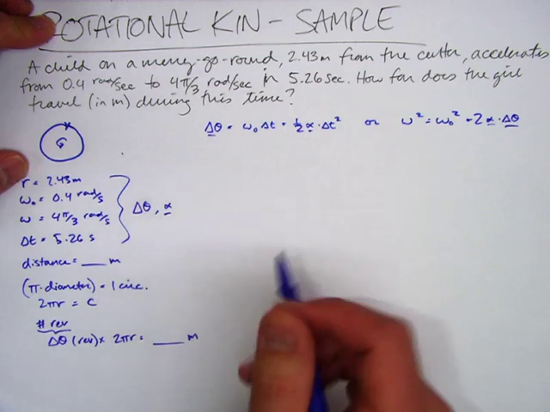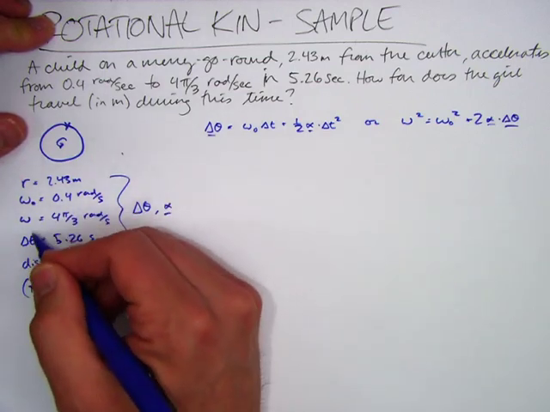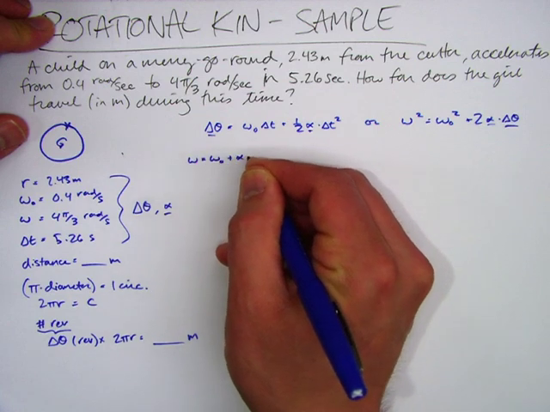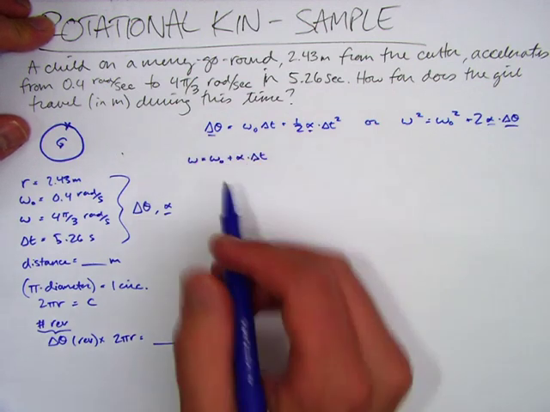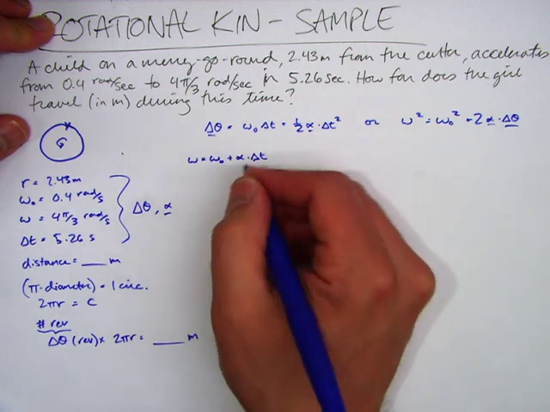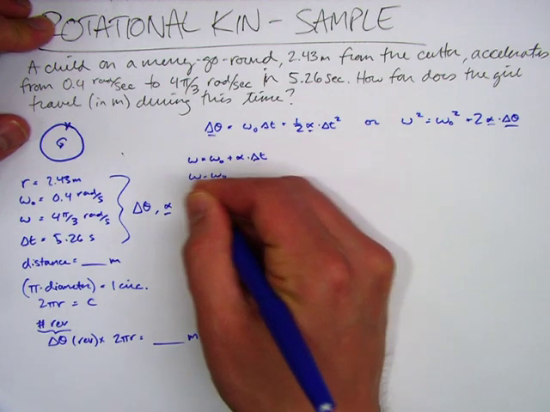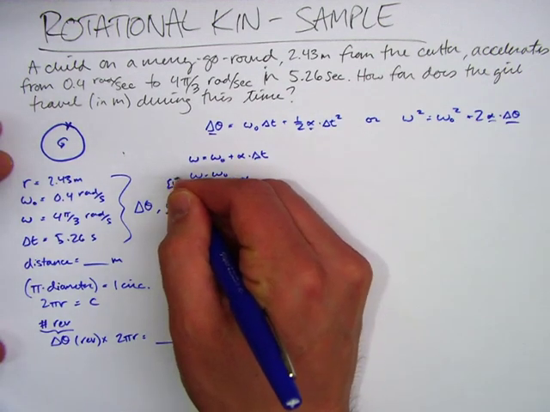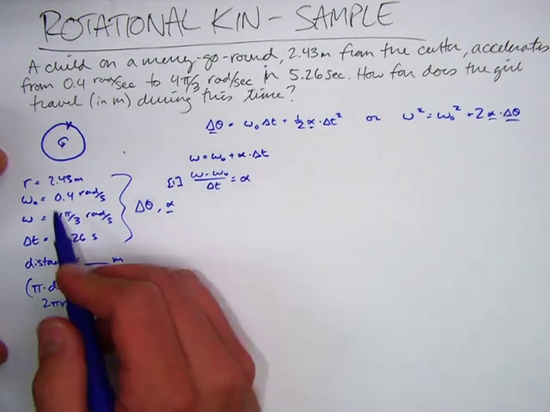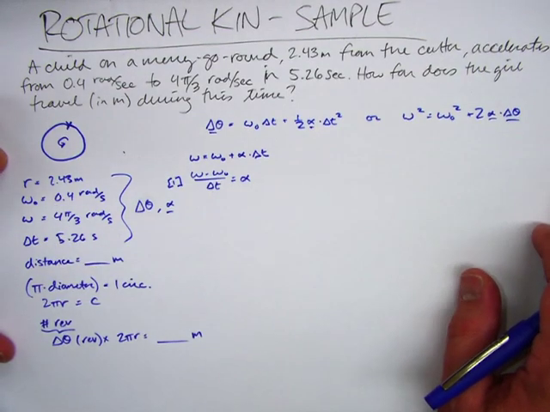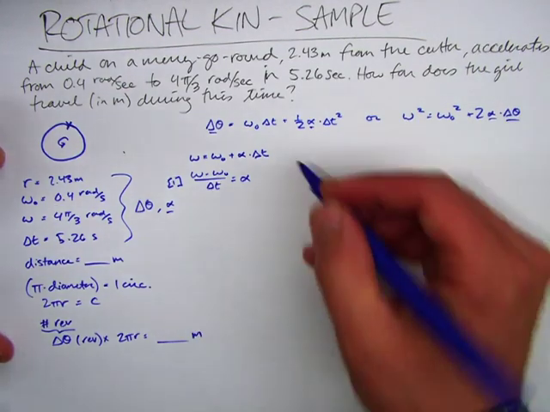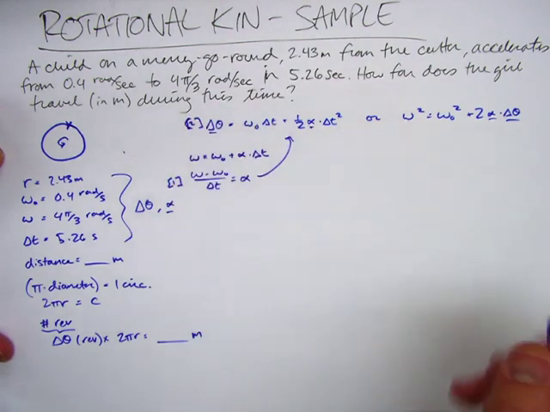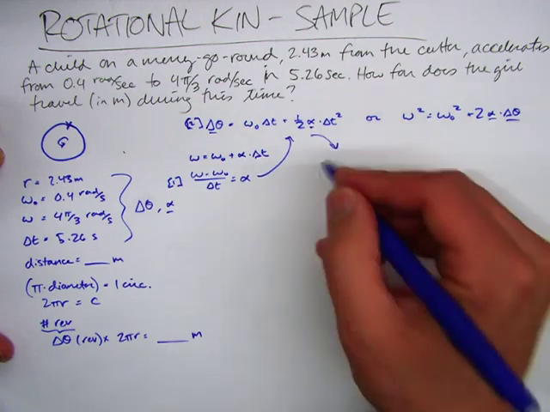So first, I've got to find alpha. If I know omega, omega naught, and time, I know that the new omega is the initial plus the acceleration times time. So omega minus omega naught over delta t equals alpha. So I have an expression for alpha in terms of omega, omega naught, and delta t, which are knowns. What I'm going to do is substitute this in and then simplify, and I'm going to choose this first equation. So this becomes my system of equations.